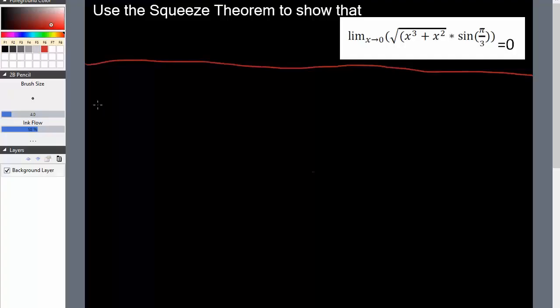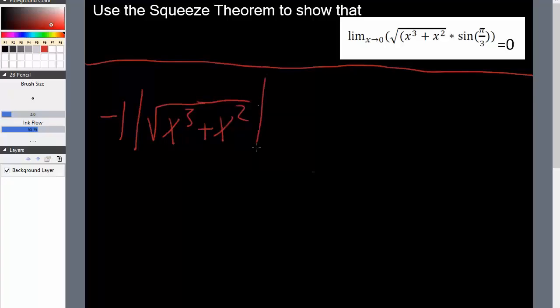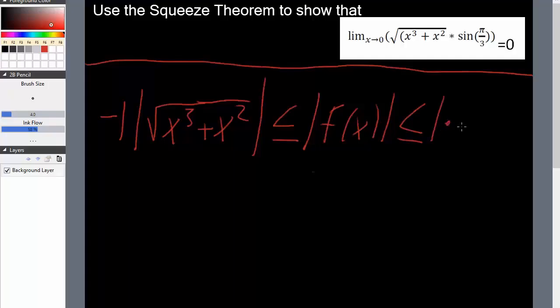So the first thing we're going to do is write -1 times the absolute value of x cubed plus x squared all over. This is essentially going to say if we have sine pi over 3 and we have a value that the lowest it's going to be is -1, and then the rest is going to be just this. So this is going to be less than or equal to the absolute value of our function, which in turn is going to be less than or equal to the value when sine is going to be 1.